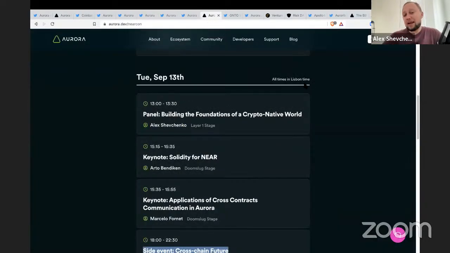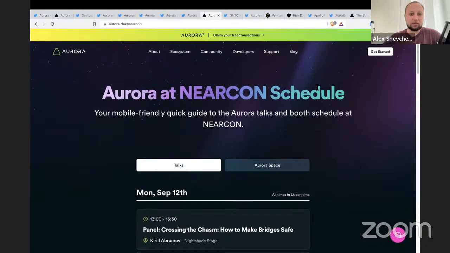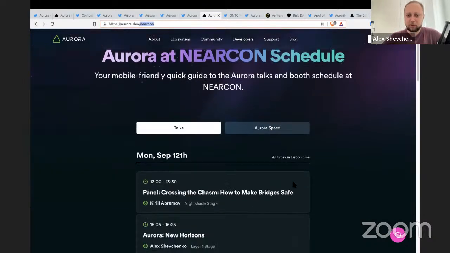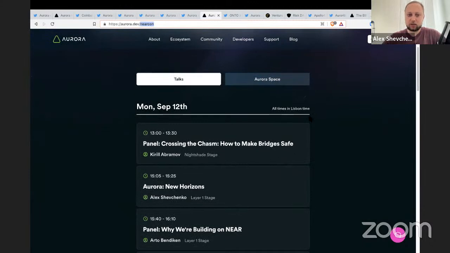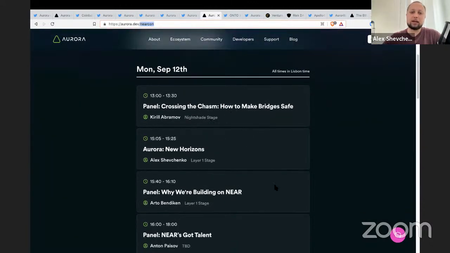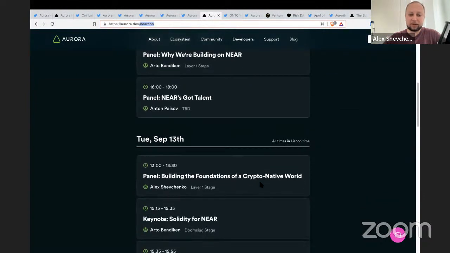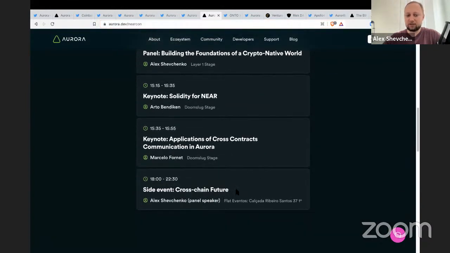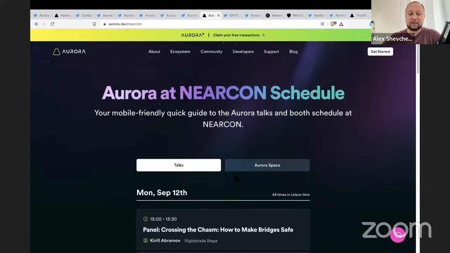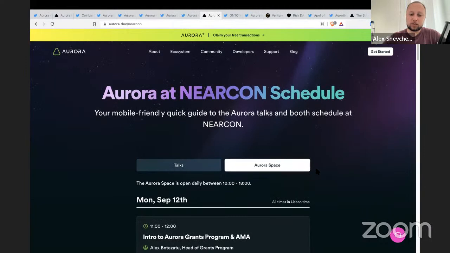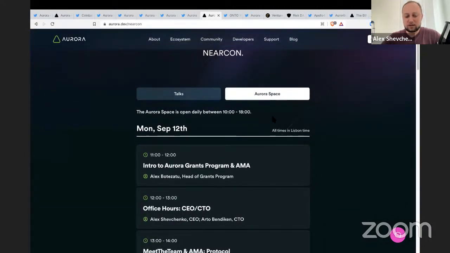And in order for you to navigate through all of this variety of different events that are happening during NEARCON, we have a handy link for you. If you go to aurora.dev/NEARCON, you will be able to see the schedule of the Aurora-related events at NEARCON. We've split it into two pieces. The first one is talks, where you will be able to see panels, different talks, and different things that are happening, including the side event for cross-chain future. And there is another part, which is Aurora Space. This is what is happening at the Aurora booth.